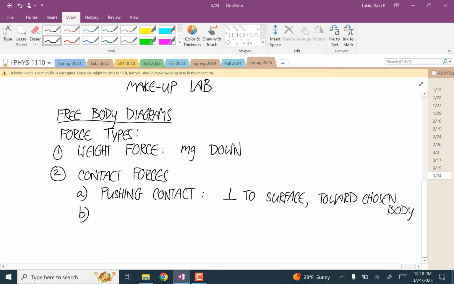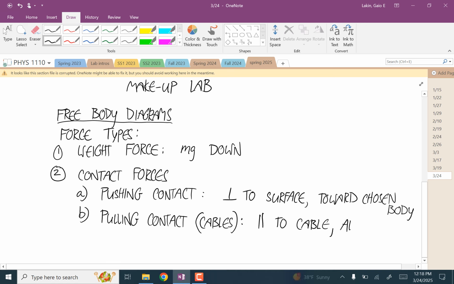The second one is a pulling contact. And that involves cables. Or even if it doesn't involve cables, you can treat it like it does. And the rule for the pulling contact, this is the one that's parallel to the cable, away from the chosen body.